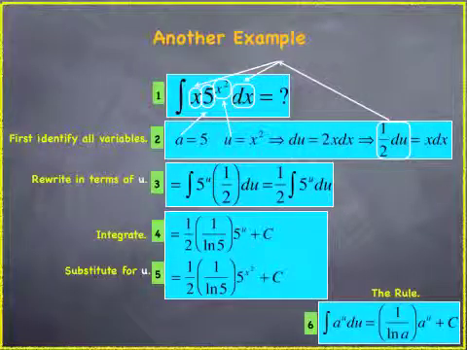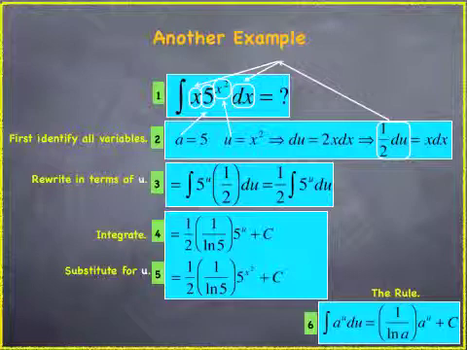Now, in this example, we have something that's a little more complicated. We're integrating x times 5 to the x squared dx. So this is not in the form a to the x. If it was just 5 to the x, we would apply the rule like we did in the last example. But it's 5 to the x squared, and that x squared is a differentiable function of x. And as we said earlier, we're going to replace all that with u.